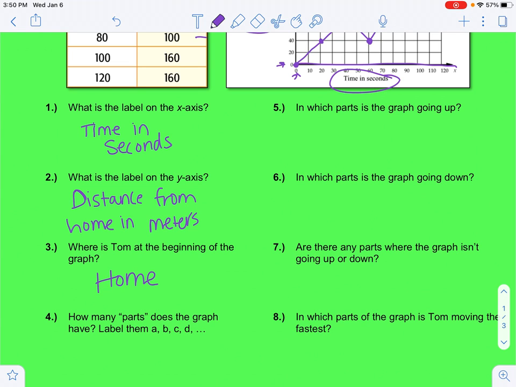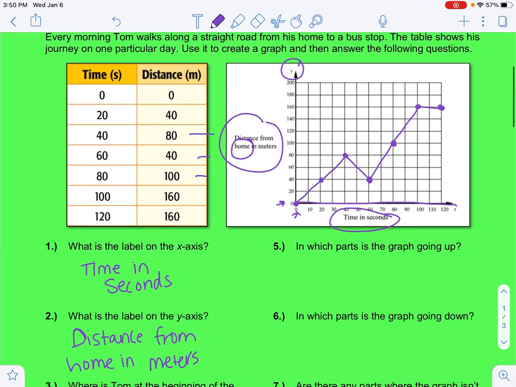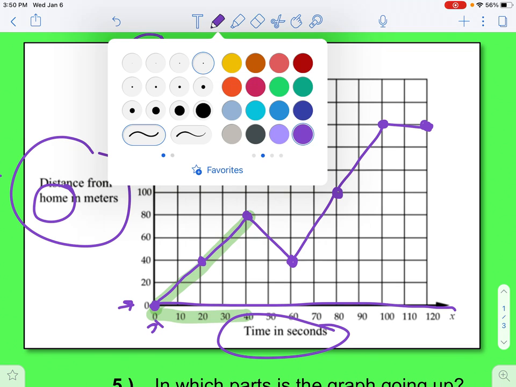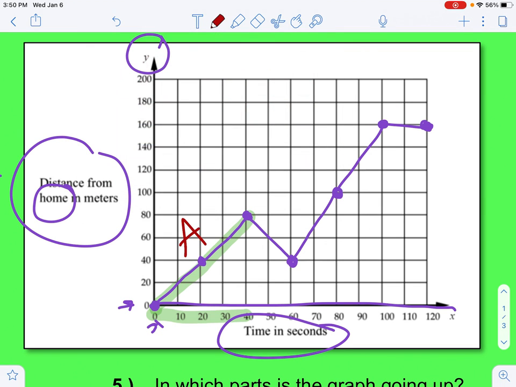Alright, number 4, how many parts does the graph have? Label them A, B, C, D. When we look at this graph, we want to notice when it changes. If we're walking on this line, we're steadily increasing from 0 to 40 seconds. So that is part A. Now let's go to the next section. Now, we're at 40 seconds. He walked back towards home. So that is part B.